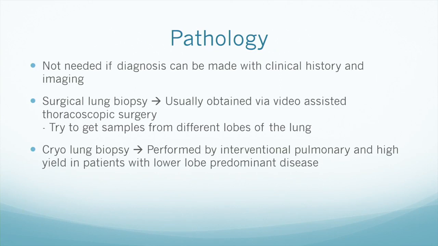So pathology, again, is potentially necessary in patients where you cannot make a clinical diagnosis based on your history and CT scan. We have different ways to get pathology. We have a surgical lung biopsy versus a cryo lung biopsy. We are lucky to have interventional pulmonary support, and our bias is typically to go with the cryo biopsy, which is less invasive, a same-day procedure rather than a full surgical lung biopsy. The correlation between the two is fairly strong in the pathology data, so we often use cryo lung biopsy here.